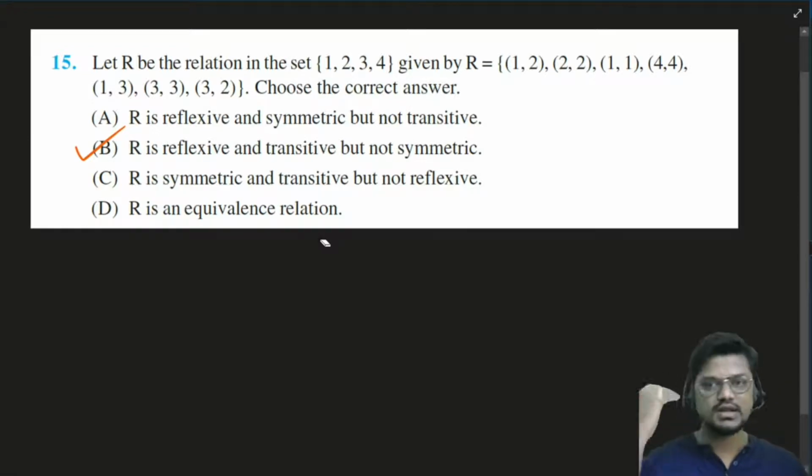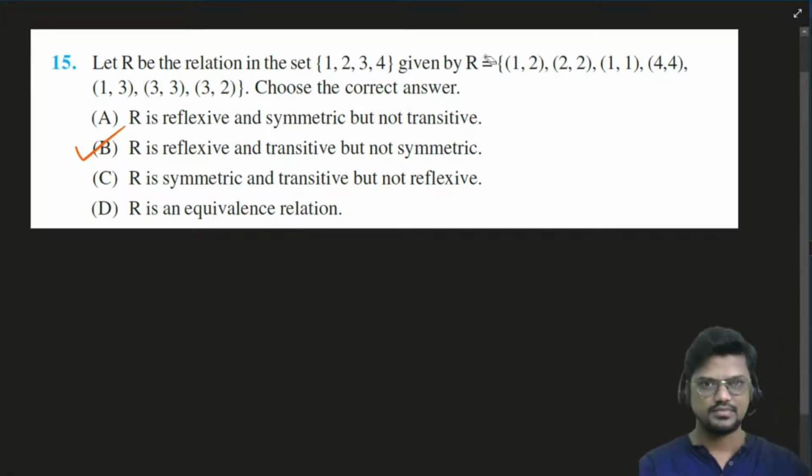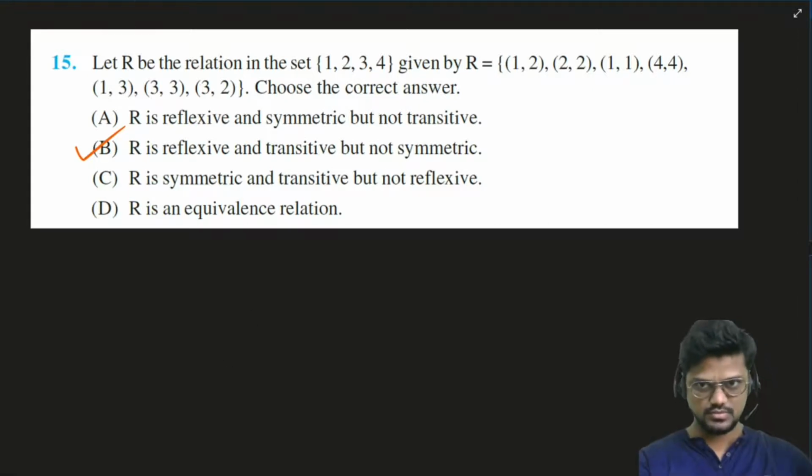But in case of symmetric and transitive, you only need one pair. Even if one pair is there, you can say it is symmetric as well as transitive. Chalo, very good. Now let's go ahead.